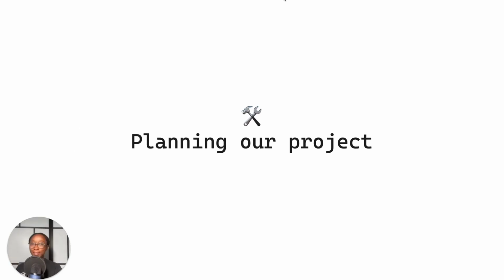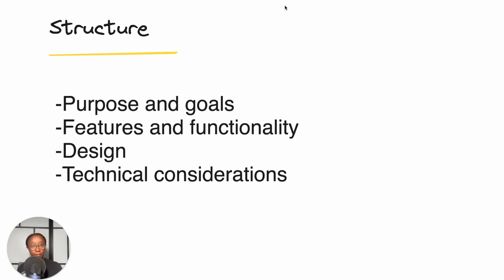Now that we've laid down the basics of the documentation, let's delve into planning our Slackbot. Remember, thoughtful planning before diving into development can really save time and effort down the line. As we outline our high-level project plan, we'll slightly modify the structure from the project plan that we used when building our landing page. Instead of having a content section, we'll add a section in our project plan for features and functionality. So our project plan structure will be as follows: purpose and goals, features and functionality, design, and technical considerations.